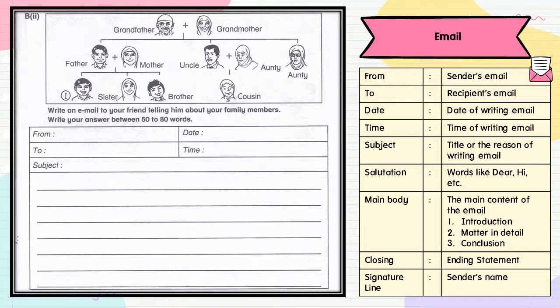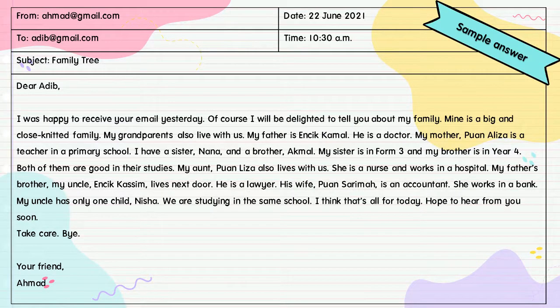Now let's look at the sample answer. This is my sample answer. From ahmad@gmail.com to adib@gmail.com. Subject: family tree. Okay, let's look at the content. Dear Adib, this is the salutation. Dear is salutation. Dear Adib, I was happy to receive your email yesterday. Of course, I will be delighted to tell you about my family.